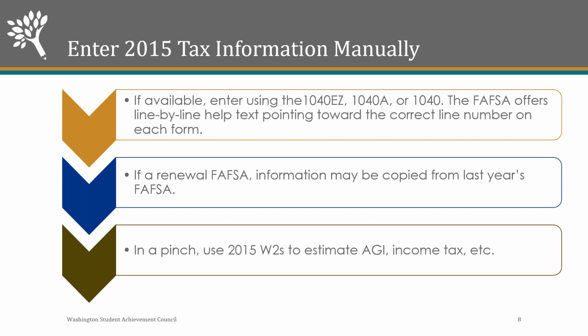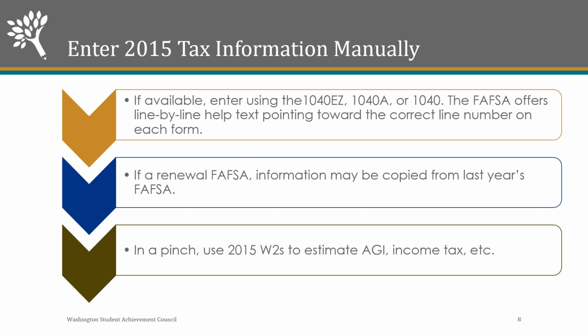If it's a FAFSA renewal, so maybe it's your second year applying for the FAFSA, which is great, we want to make sure students apply for the FAFSA every year that they're going to college. You can copy some of your information from last year's FAFSA into this one. And in a pinch, you can use your 2015 W-2s to estimate your adjusted gross income, your income tax, etc., to be able to put that information in.